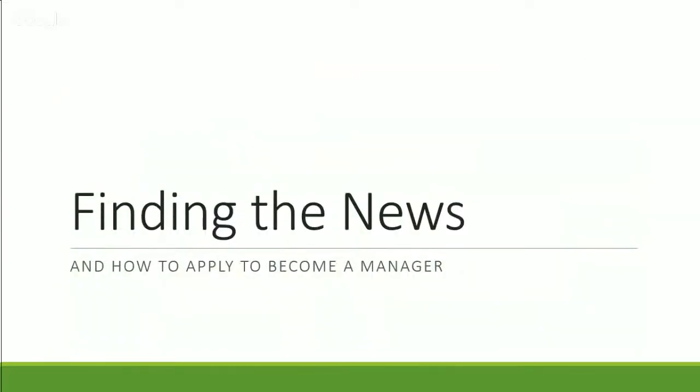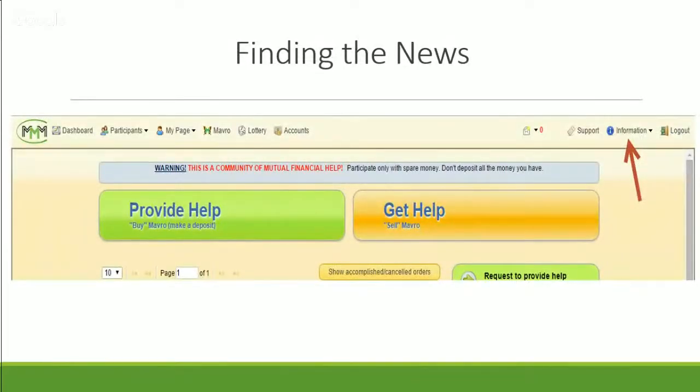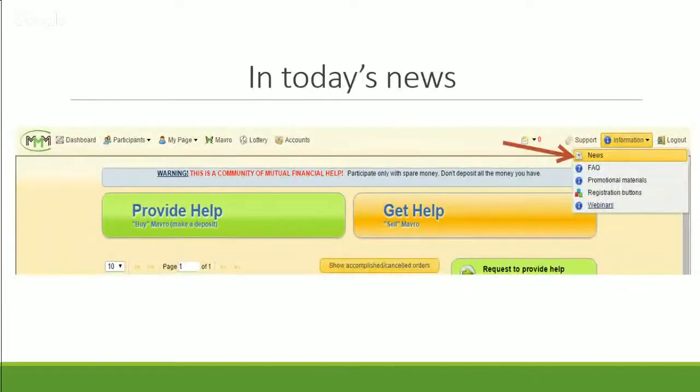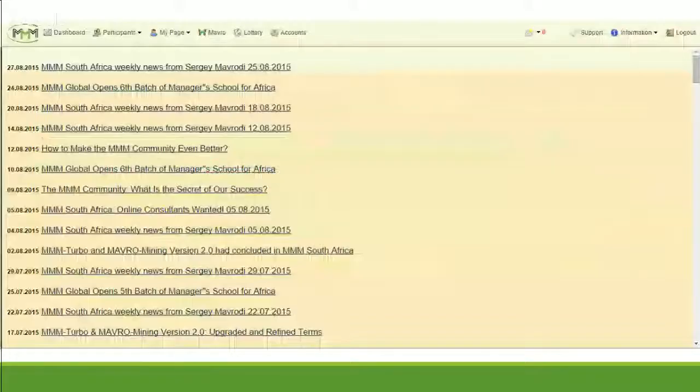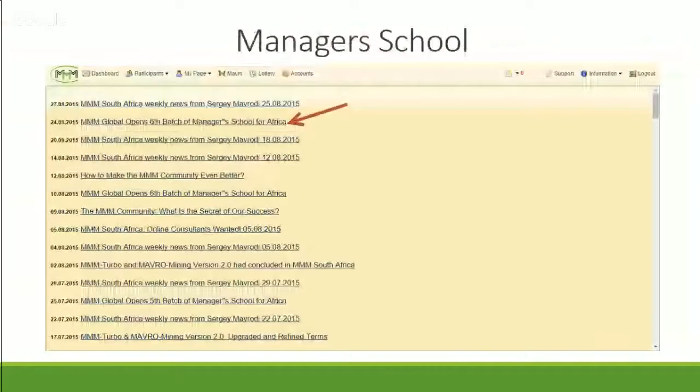Okay, so finding the news and how to apply to become a manager. If we click on information, it will drop down and we can then click on news. So over here it will show us all the news. And if you would like to do a manager school for 10 days, which is the free training that we do, all you do is you search for the manager school in the previous ones, in the recent news, and then you can actually see it. So over here I can see Global opens up the 6th batch of manager school. So this was quite a while back, but it's still effective.